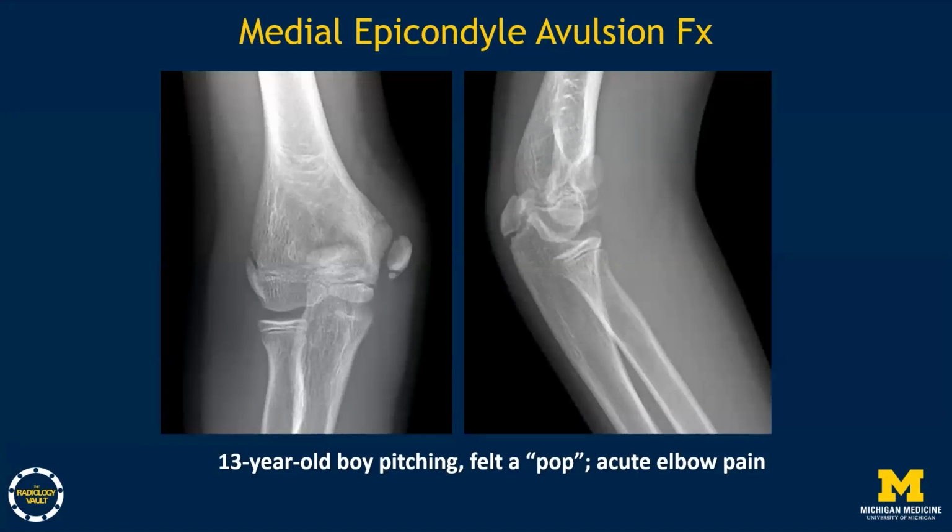Children can also avulse the medial epicondyle. There are 2 main mechanisms for this injury. One is dislocation of the elbow, and the second is a throwing adolescent athlete, as we see here. Typically what happens is the child's throwing and they have acute pain and point tenderness at the medial aspect of the elbow. We get a radiograph and we see the displaced medial epicondyle, as we see here.